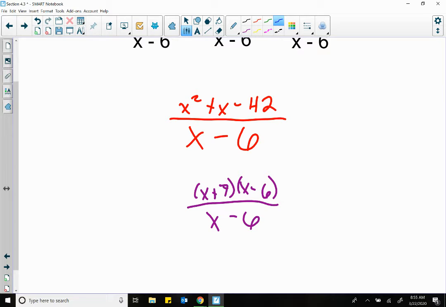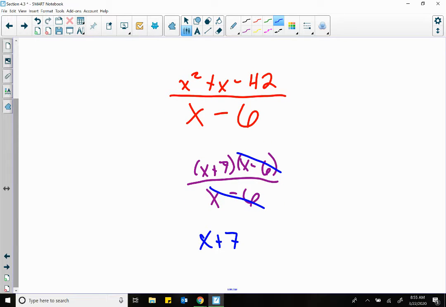So is there any canceling? You bet. The x minus 6 up here, the x minus 6 right there, cancel out. Okay. And what do we have left? We have x plus 7.